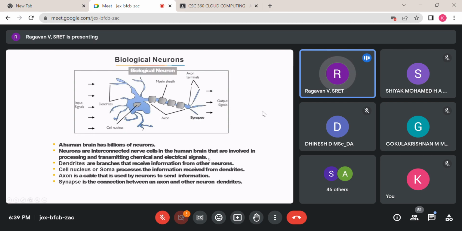Take an example scenario where the input signal is heat. A person is going to touch a hot surface. The heat information is received by the dendrites, and the dendrites send the heat information to the cell nucleus, and the cell nucleus understands, oh, this is heat, my finger is going to burn. This processed information is transmitted by the axon pipe. The synapses collect the information from the axon pipe, then understand it and give the command to your finger.